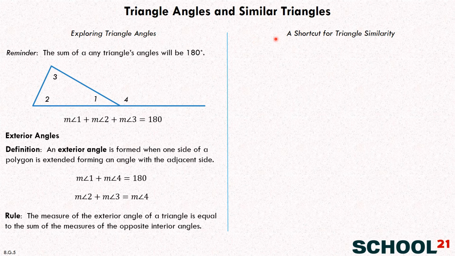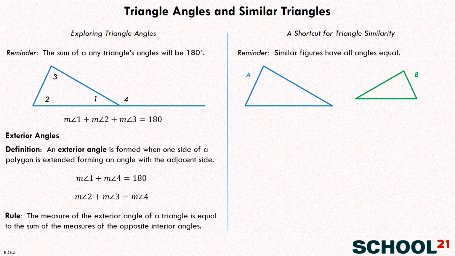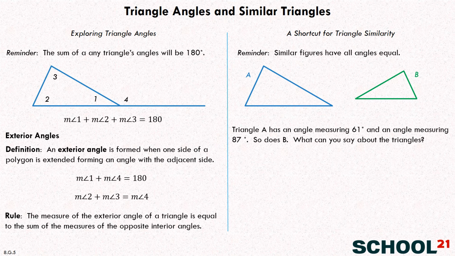Okay, now let's go over to talk a little bit about triangle similarity, which is one of the most important concepts in geometry. And let's remind ourselves first that similar figures have all angles equal. So if you have all the angles of two triangles equal, they're similar. And I've drawn two triangles here, A and B. And I didn't measure the angles yet, but if we only measured just two of the angles, let's say triangle A has an angle measuring 61 degrees, that would be the one right here, and another angle measuring 87 degrees, that would be the one up here. And we could also measure those two angles. This one is 61 degrees, and this one is 87. So A and B each have two angles measuring 61 and 87 degrees.